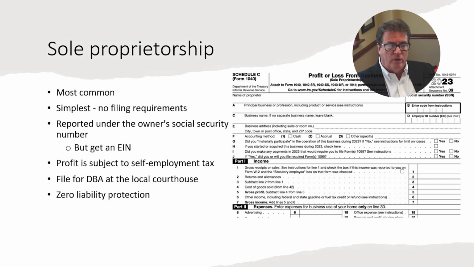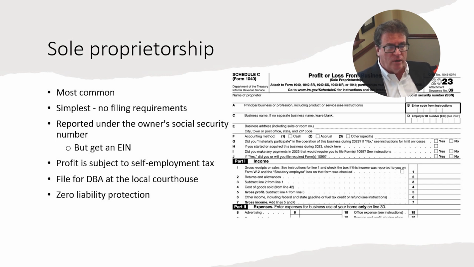And the earnings from this flow through, and you will pay income tax on them, and you'll pay self-employment tax, which is Social Security and Medicare. So that accrues to your account, whoever the owner is, the single owner of this sole proprietorship. Again, there are no filing requirements. You don't have to do anything to form this. You just basically go in business. You can use your personal checking account. You're just responsible to report income you earn and the expenses related to it on this Schedule C.